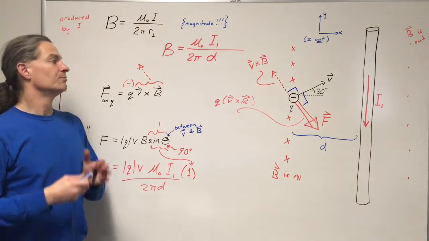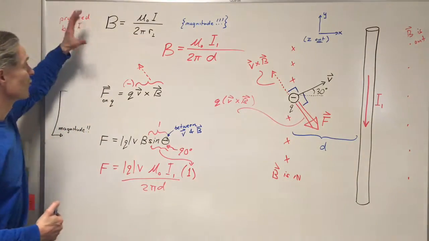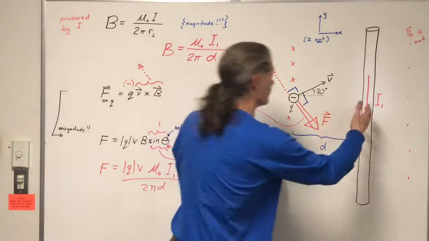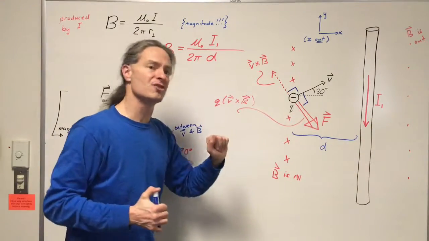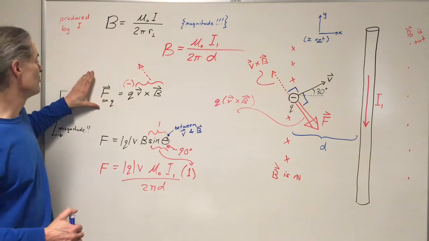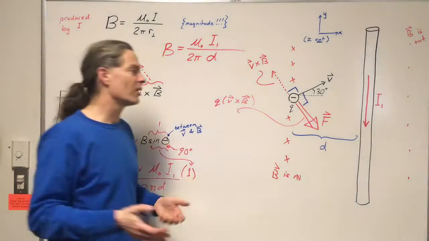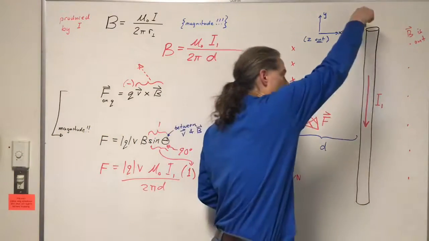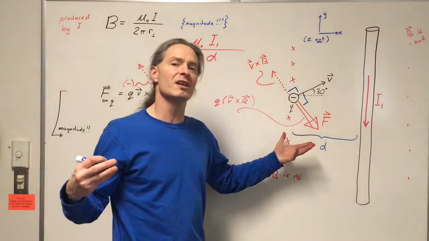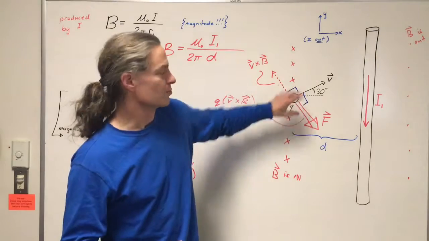Hopefully that illustrates how to use both expressions for finding the magnetic field, in terms of a magnitude and a right-hand rule direction, and putting that information together with our force expression for finding the magnetic force on a moving charge. So it's a two-step process. There's one thing, this current in this case, which is setting up a magnetic field, and then that magnetic field is exerting a force on this moving charge.